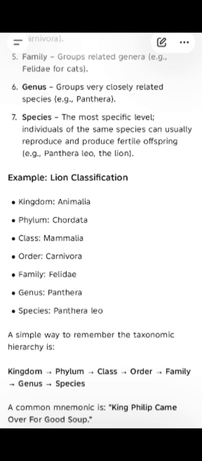That's also how we have it in human beings: we have human beings as kingdom Animalia, the phylum as Chordata, the class as Mammalia, the order as Primates, the family for humans as Hominidae, the genus as Homo, and the species as sapiens, meaning we are higher animals.